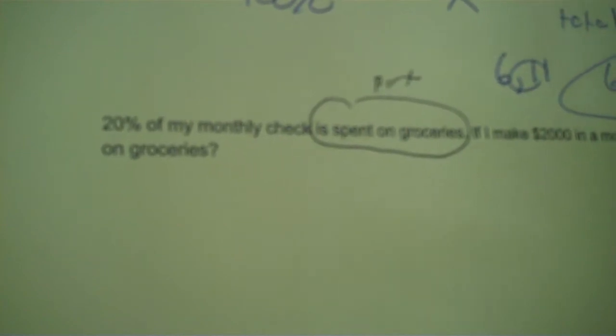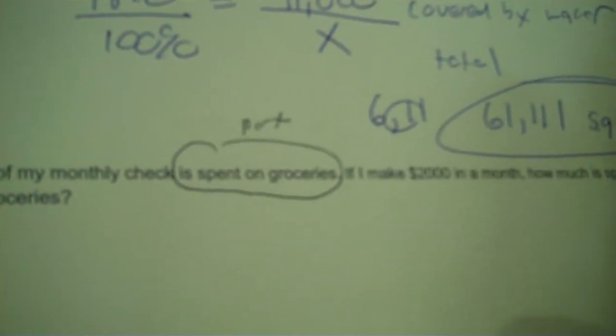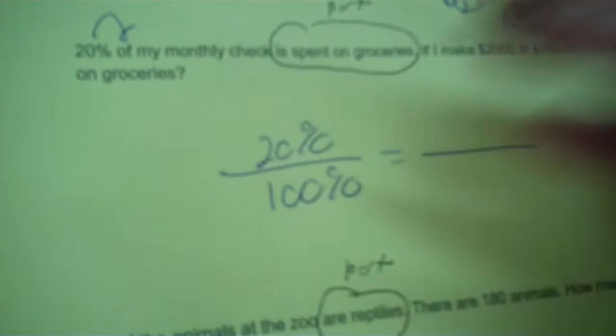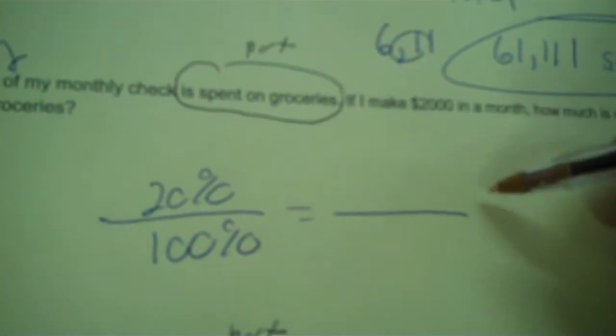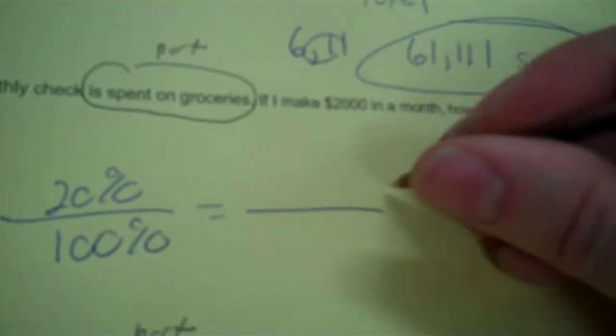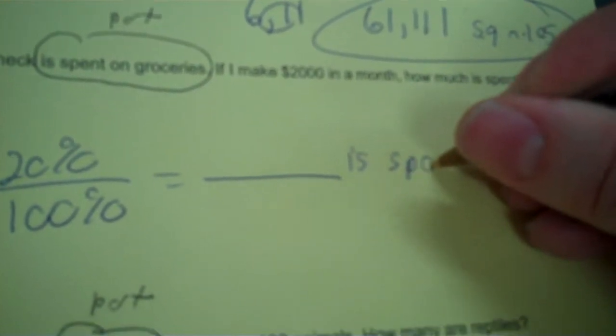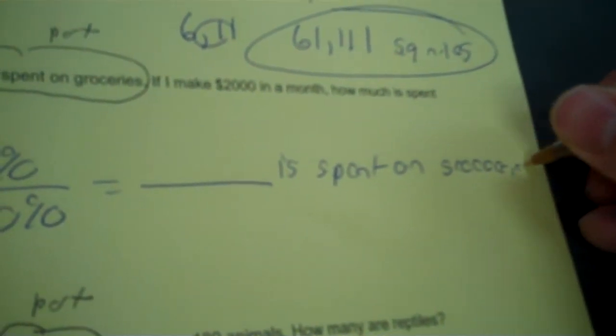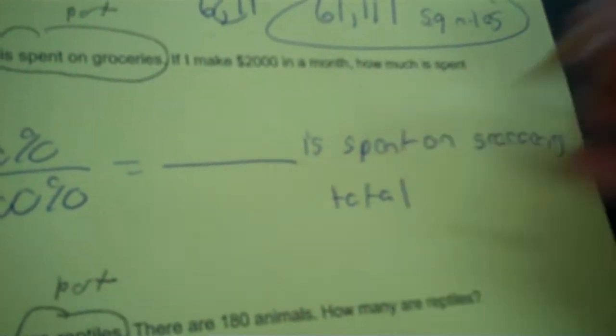20% of my monthly check is spent on groceries. I make $2,000 in a month. How much is spent on groceries? So again, it says of after the percent, so it goes 20% over 100%. Then the top part is spent on groceries. That's your total.